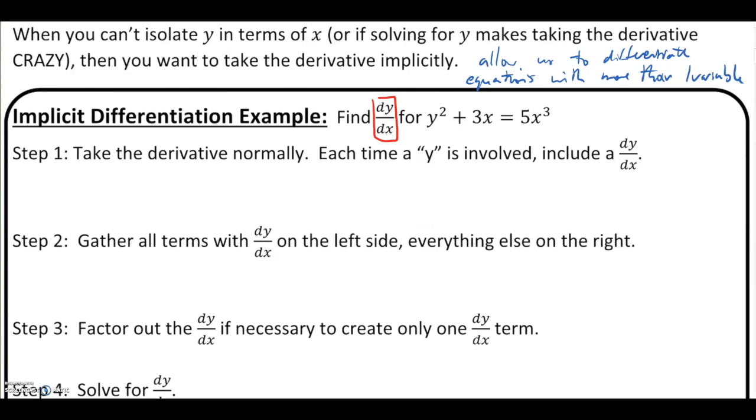And so the first step I've put down for you says take the derivative normally. And I'm going to do that over here. And it also says each time a y is involved, include a dy dx. And that's the part I'll break down after I show how this is going to look.